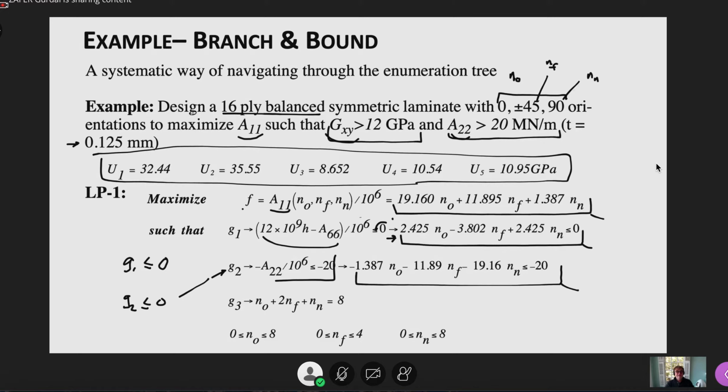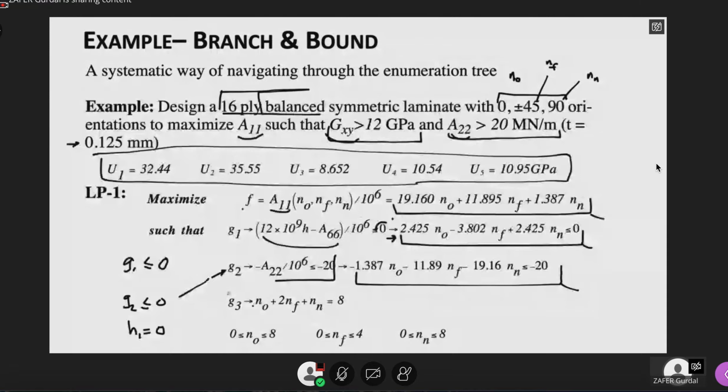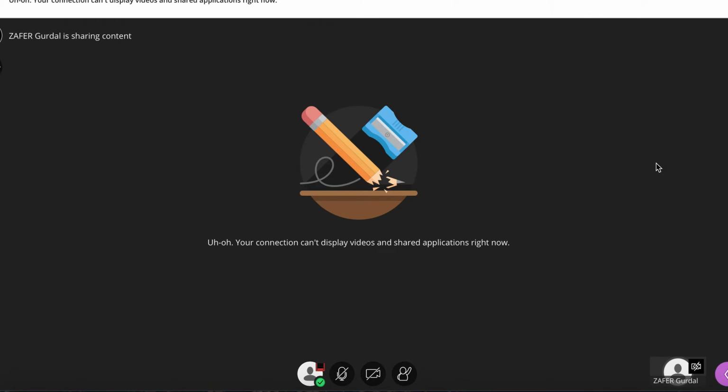G3 is a constraint that says design a 16-ply laminate. I'm not trying to minimize or maximize the limit. I'm saying I have to have a 16-ply laminate, meaning that I have a constraint. And this is actually not G3. This is an equality constraint, H. H1 equals 0. I should have represented this as H1. That says number of zeros plus 2 times number of 45s plus number of 90s must be equal to 8. Now I have one more constraint, and that is the number of plies cannot be less than 0.